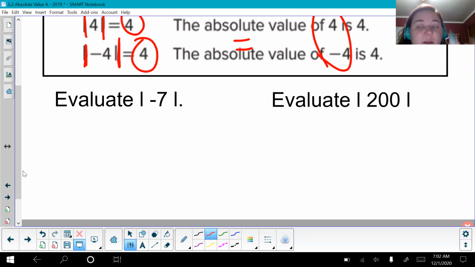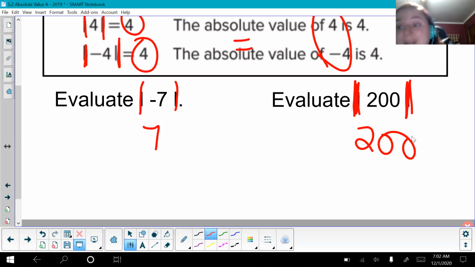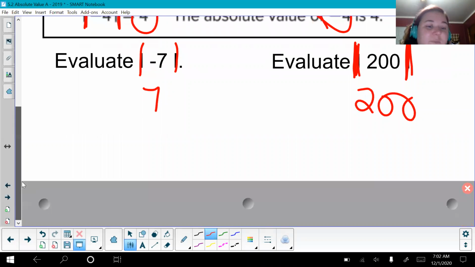So think about it this way. Do not say that it's always positive, because I hate that. It drives me nuts. So what's the absolute value of -7? Well, -7 is 7 spaces from zero. Done. That's all you have to do here. This one, evaluate. What's the absolute value? The bars mean absolute value of 200. All you have to do is say, how far is 200 from zero? Oh, 200. Done, done, done. That's all you have to do here.